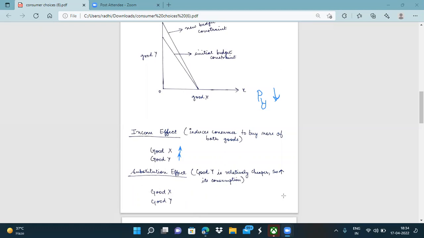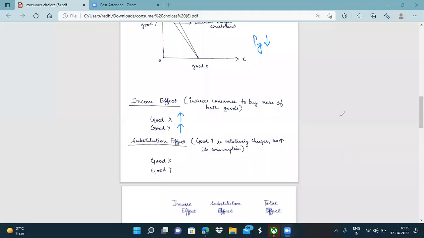But what does the substitution effect state at this point? The substitution effect will state that as the price of good Y has fallen, it has become relatively cheaper in comparison to good X. Since it has become relatively cheaper, the consumer will increase the consumption of good Y. At the same time, good X is now relatively expensive compared to good Y. So he would like to decrease the consumption of good X and substitute good Y in place of good X. I hope it is clear till now.